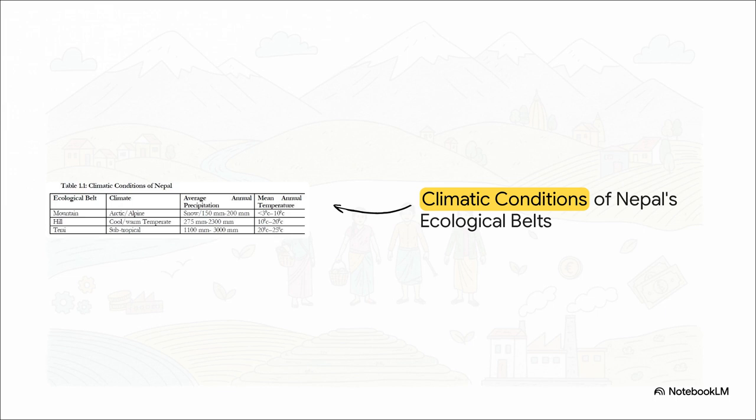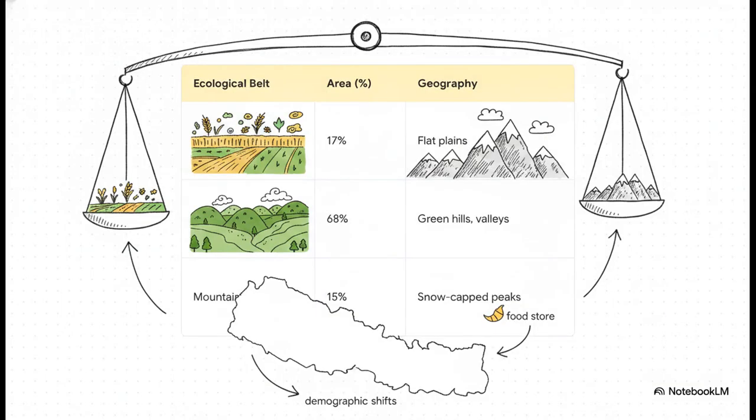Think about that for a second. An extreme vertical intersection of weather systems squeezed into a mere 150 to 250 kilometers from north to south. This incredible geographic reality directly drives the entire nation's agricultural output and its settlement patterns. Now, when we look at the actual land distribution, a severe structural imbalance immediately jumps out.